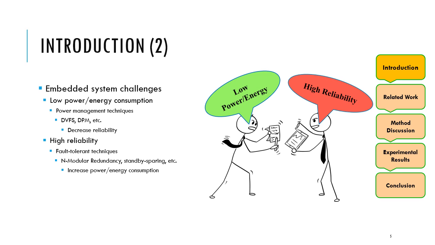But it is not easy to satisfy these requirements because there is a contradiction between the available methods for each of them. For example, power management techniques like DVFS and DPM reduce the reliability of system. On the other hand, fault-tolerant techniques increase power and energy consumption because they are redundancy-based. Therefore, there is always a challenge between power consumption and reliability in embedded system design.